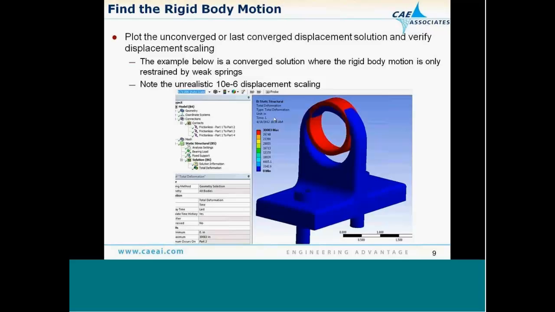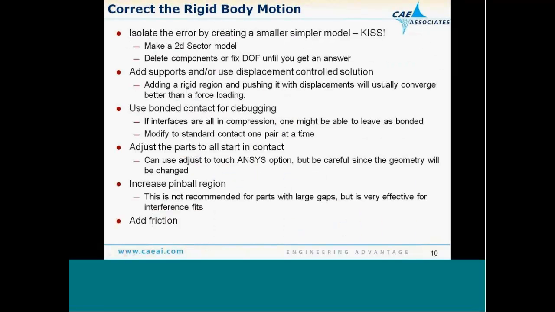Sometimes we'll get a converged solution where rigid body motion still exists. In this example here, we have rigid body motion. We have a nice converged solution, but if we look at the displacement of 30,000, obviously rigid body motion has occurred. So how do we eliminate rigid body motion?